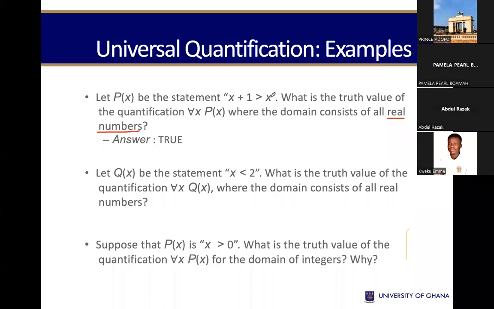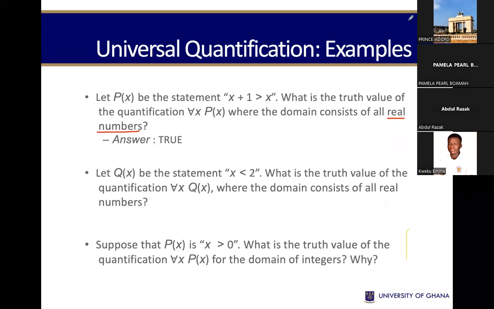Yes, that's true, because if you're looking at negative numbers, the one getting closer to 0 is bigger than the one which is far away from 0. Once I can establish that, there's no two ways about it: the whole of this particular P of x statement will always be true, irrespective of the value of x in the domain of real numbers. That's why the whole thing is true, because I didn't find any counterexample.